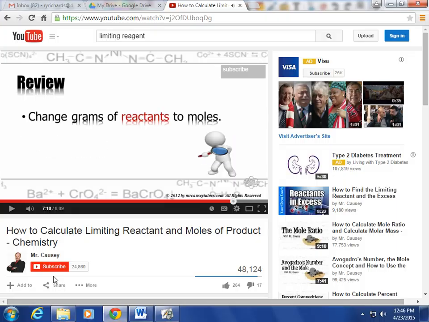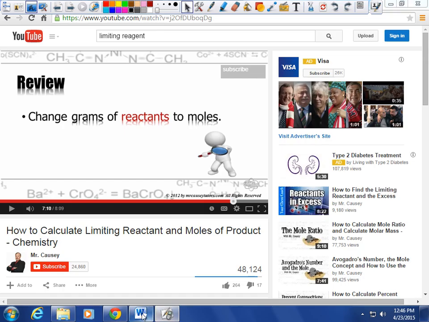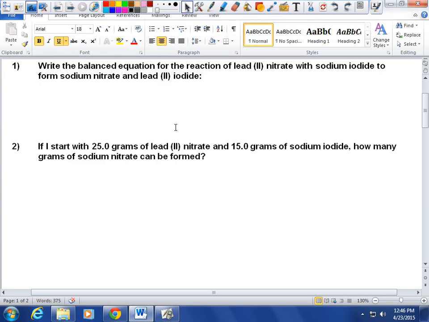All right, so let's actually work our own problem. I wanted you to see it visually before I worked it. Okay? All right. So here's the first thing let's do. You have a balanced reaction you have to write. So lead 2 nitrate. What's lead 2 stand for? Pb2 plus. Nitrate is NO3 minus.